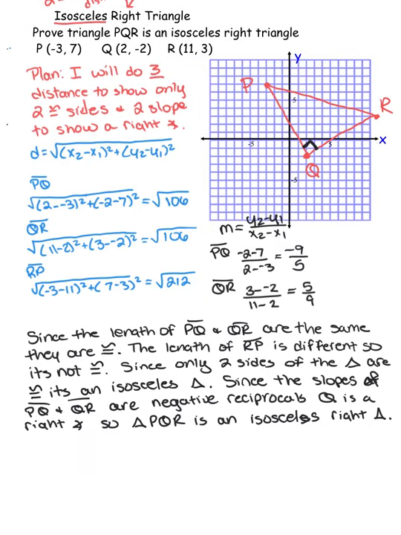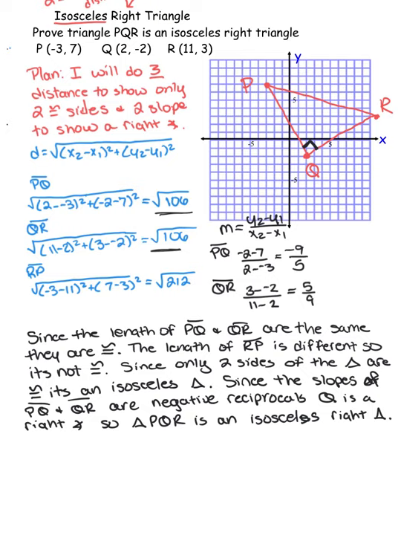Okay, if we look at the work, the plan here, and this is a little tricky, is that I am going to do three distance formulas to show only two congruent sides. Because in order for it to be isosceles, only two sides have to be the same, and you have to show that the third is different. And I'm going to do two slope formulas to show a right angle. If I look at my distance, I find out that PQ has the same distance as QR, so they're congruent. RP is different, so it's not congruent.